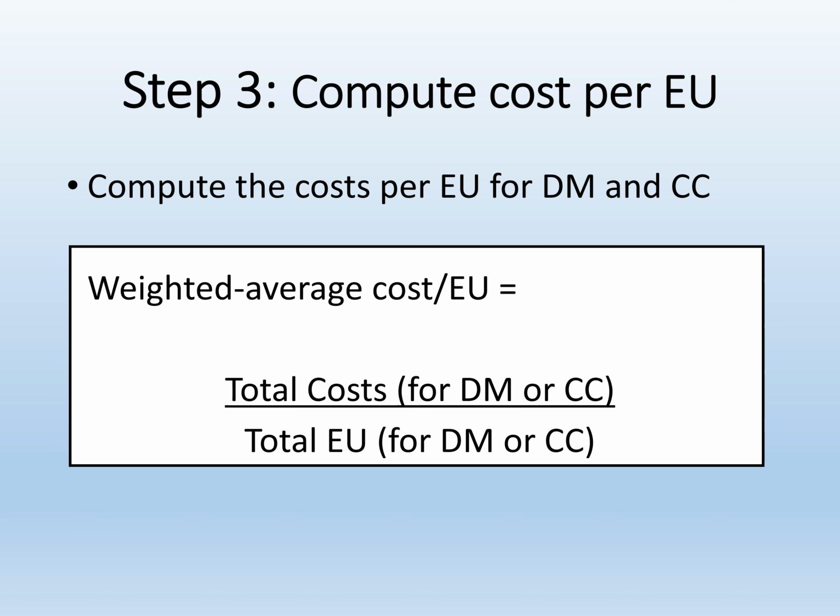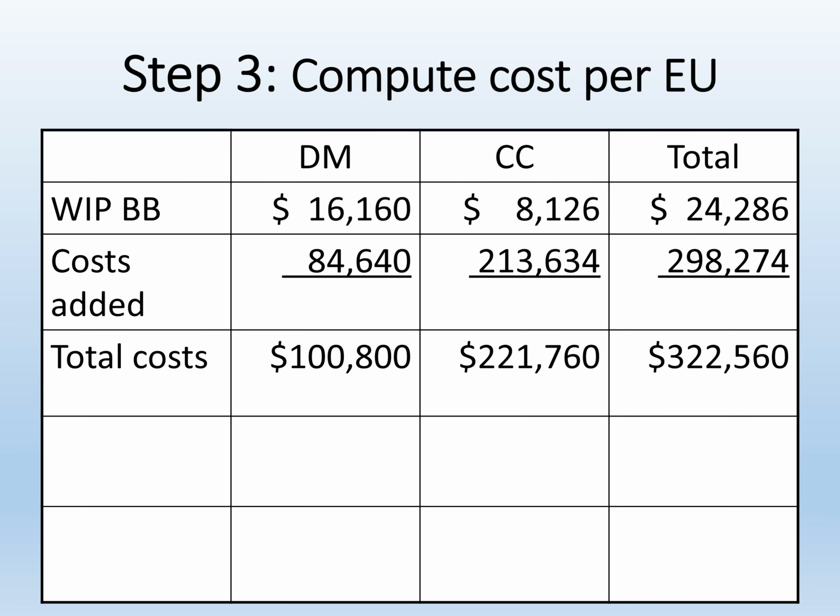costs. In the weighted average method, the formula for computing the cost per equivalent unit is the total cost for either materials or conversion divided by the total number of equivalent units for either direct materials or conversion. This is simply the information that we computed in the previous chart with a couple of extra rows added. We're going to use this information to compute the cost per equivalent unit for direct materials and for conversion costs.